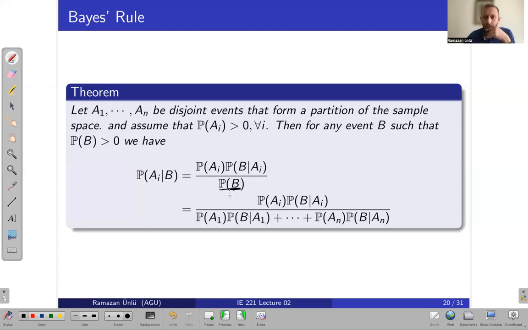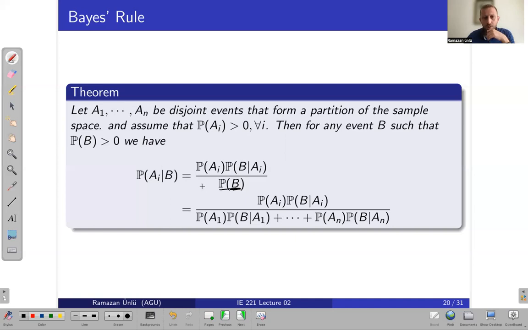So we can use this probability when we are given B and asked for AI. Remember the chess game example. In this example, if we are given that we win the game, what's the probability that our opponent is from type 1, type 2, or type 3? So we look at the problem in a different way.